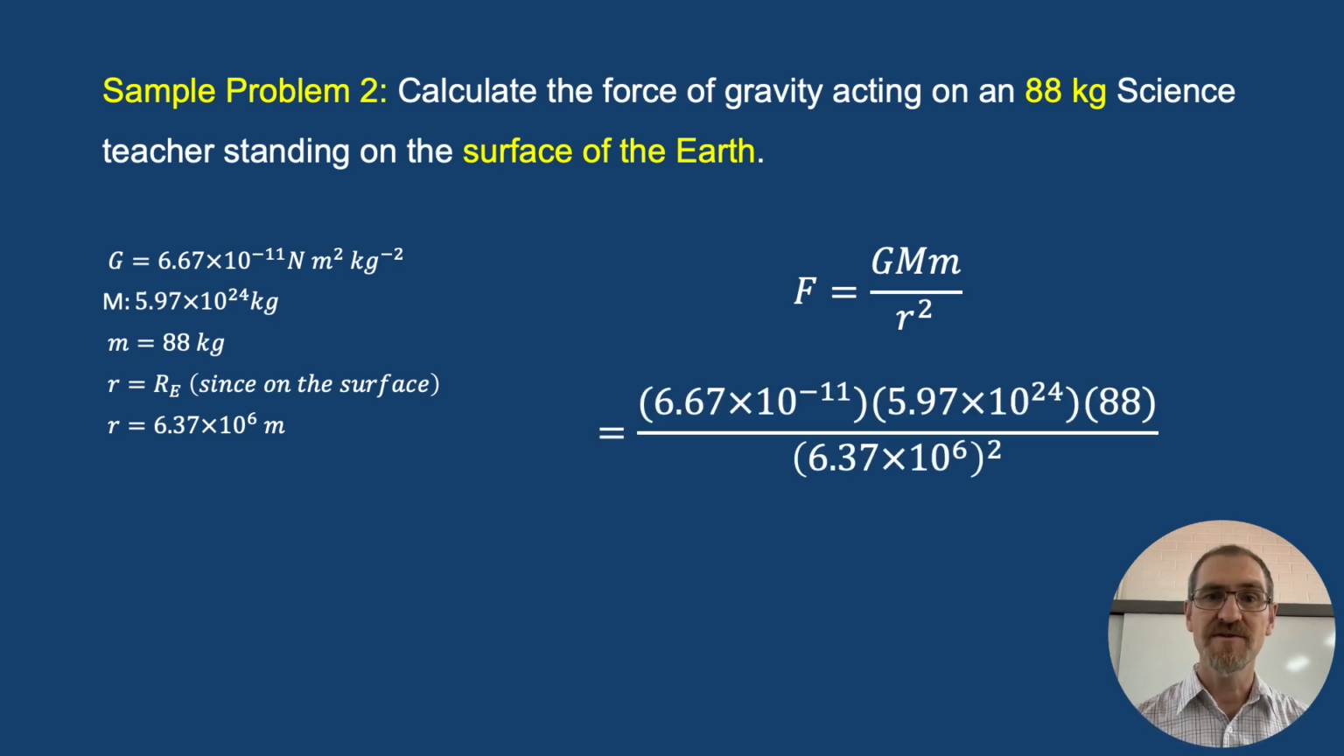We plug in our values. We very carefully use our scientific calculator to find a result, and we see that it is 863.6 newtons. Down. Force is a vector. It's pulling me down towards the centre of the Earth. Remember that number for later.